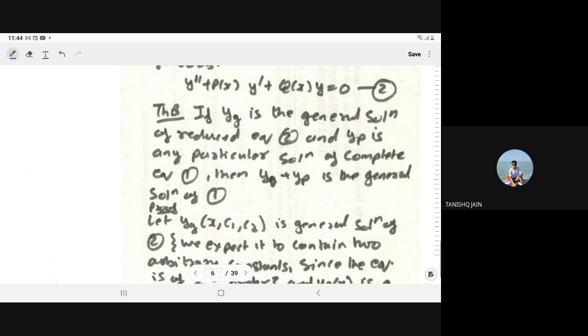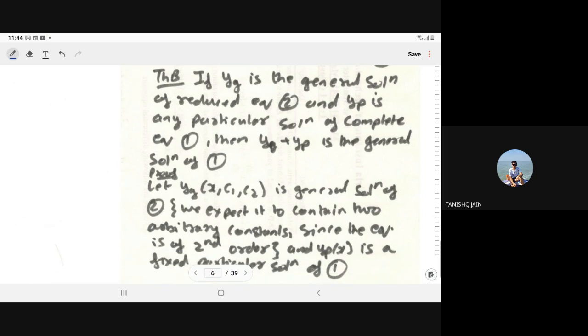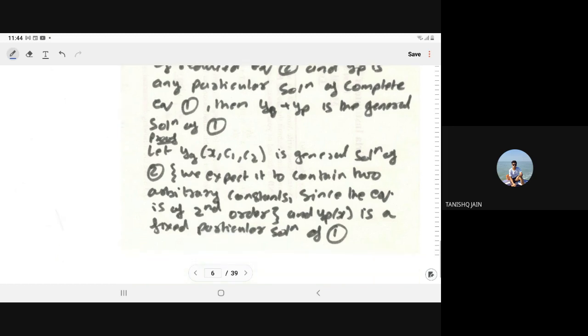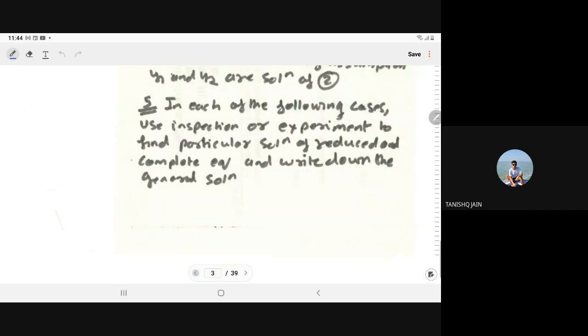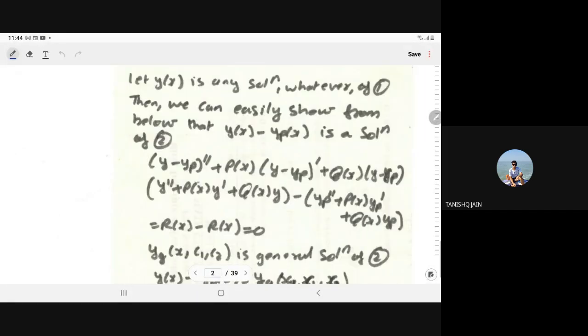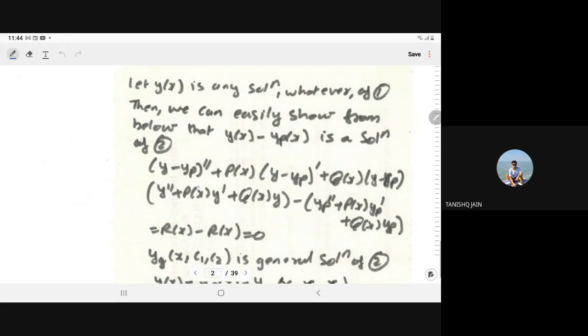So let Yg, a function of x with two arbitrary constants c1, c2, be the general solution of 2. Why are we writing c1, c2? Because we expect two arbitrary constants since the given equation is of second order. And Yp is the fixed particular solution of the first one. Then let y(x) be any solution whatever of the first one.